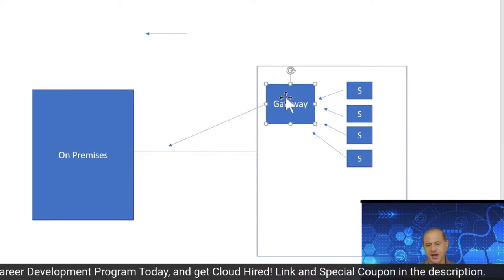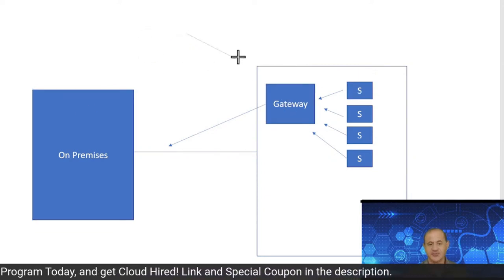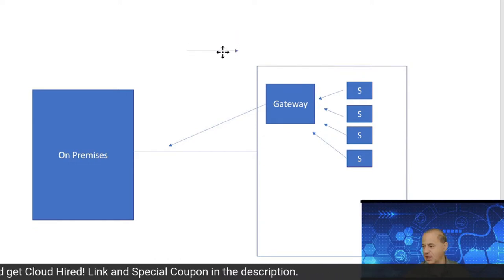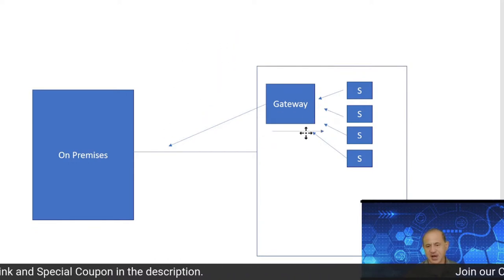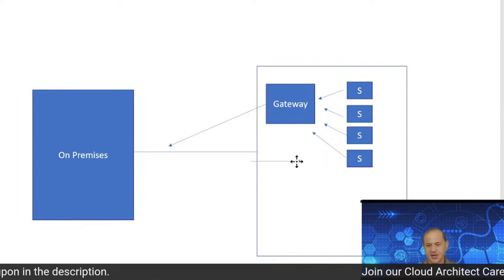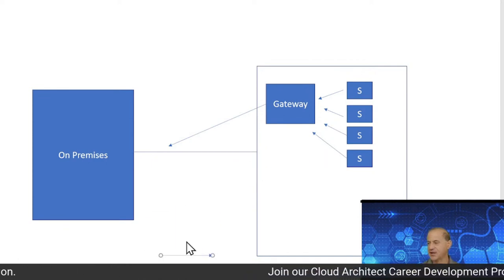Try and reach the gateway. Can reach the gateway. Okay. If you can't reach the server and you can reach the gateway, then send a ping to some other servers on the subnet. And if the other servers respond, guess what? Chances are you got a broken server.